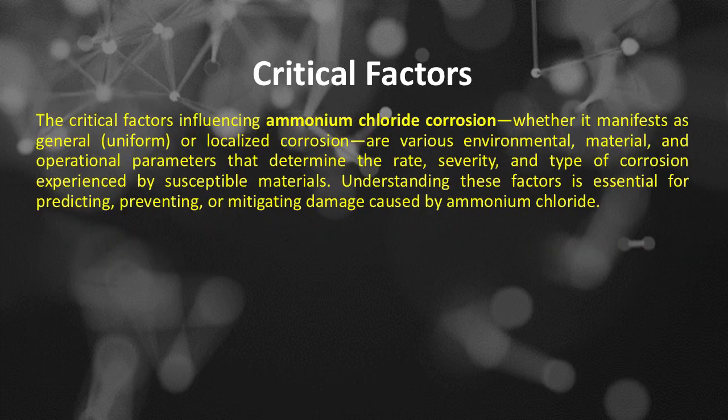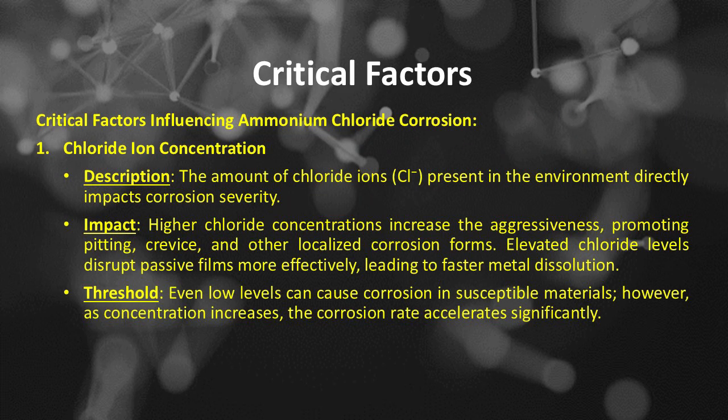salts. The critical factors influencing ammonium chloride corrosion, whether it manifests as general, uniform, or localized corrosion, are various environmental, material, and operational parameters that determine the rate, severity, and type of corrosion experienced by susceptible materials. Understanding these factors is essential for predicting, preventing, or mitigating damage caused by ammonium chloride. Critical factors influencing ammonium chloride corrosion include, number 1, chloride ion concentration.